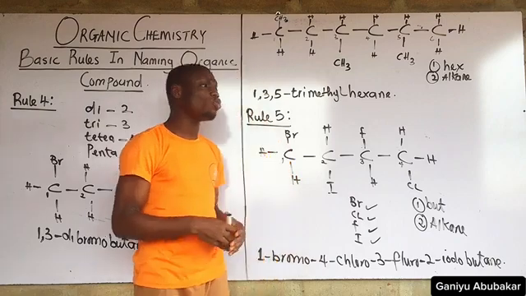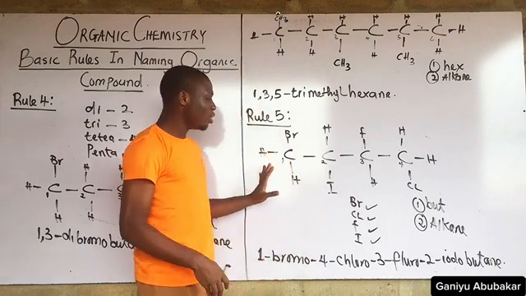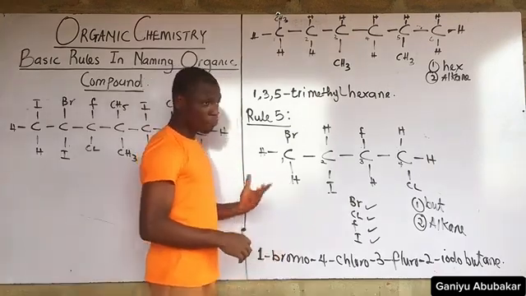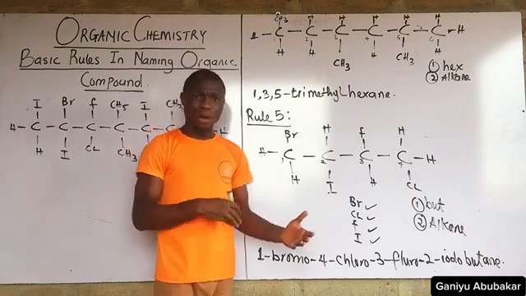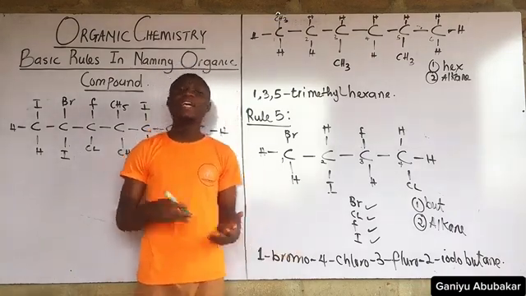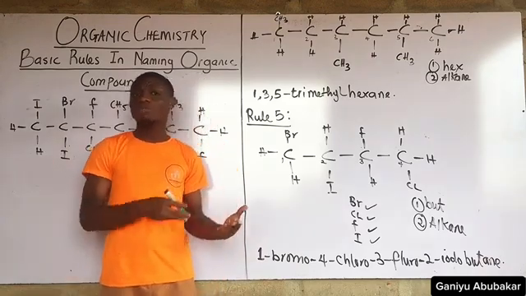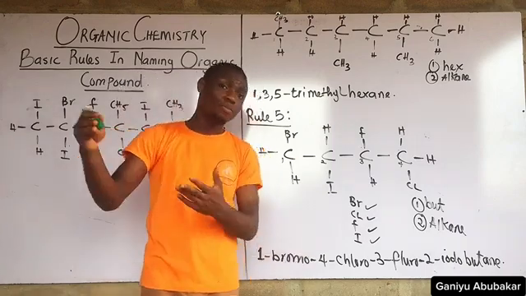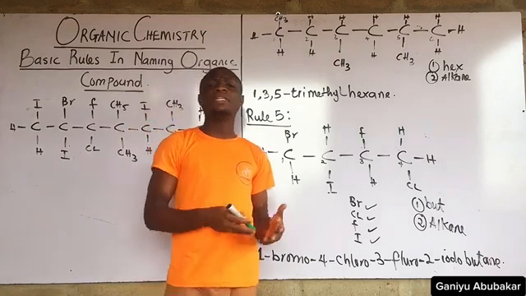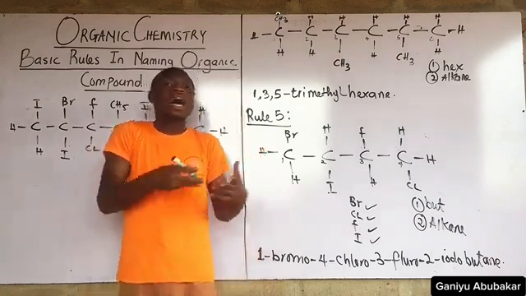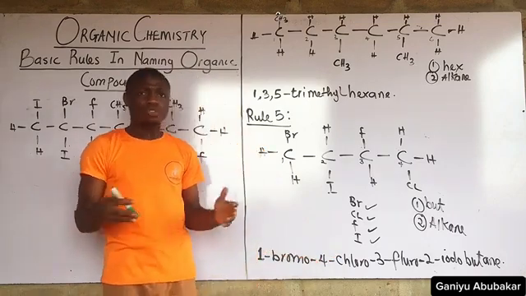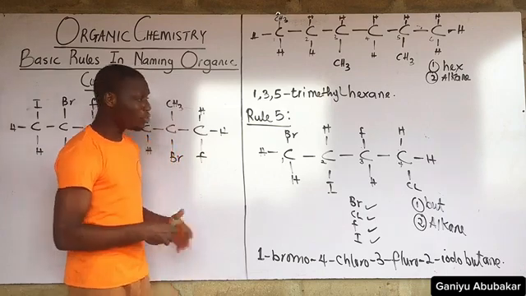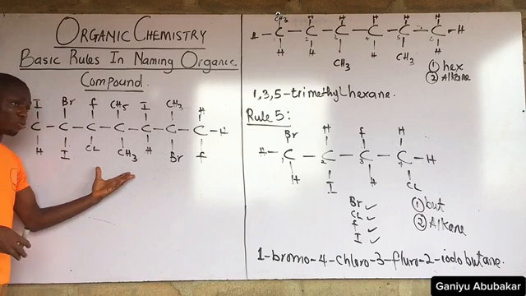So I'm saying that when it comes to rule 5, we are still saying that for a compound that contains both organic and inorganic substituents, by inorganic substituent I mean the fluorine, chlorine, bromine, iodine. By organic substituents, I mean the methyl, ethyl, propyl. Those are alkyl groups, right? So for a compound that contains the two of them, how do you name them? That's the concept we're discussing now under rule 5, which I've given you an example of in front of you here.